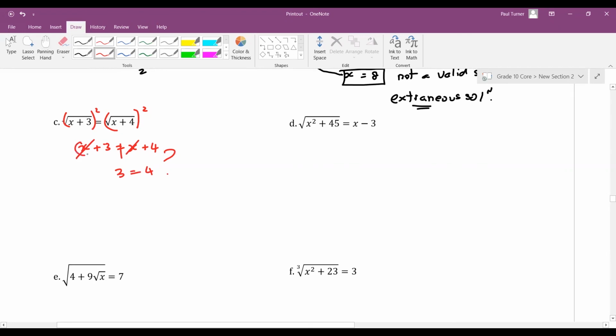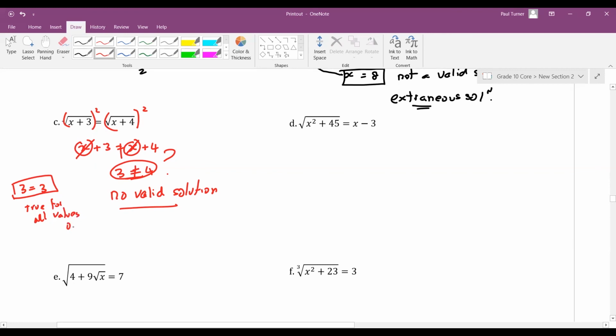But you can see also when you try to put a number in here, you can't make them equal because of the 3 and 4. Yeah, so this has no valid solution as well. So when you get something down like this, 3 equals 4, and they're obviously not the same, you would have no solution. But if you got something that said 3 equals 3, that's true all the time, isn't it? So that means this is true for all values of x.